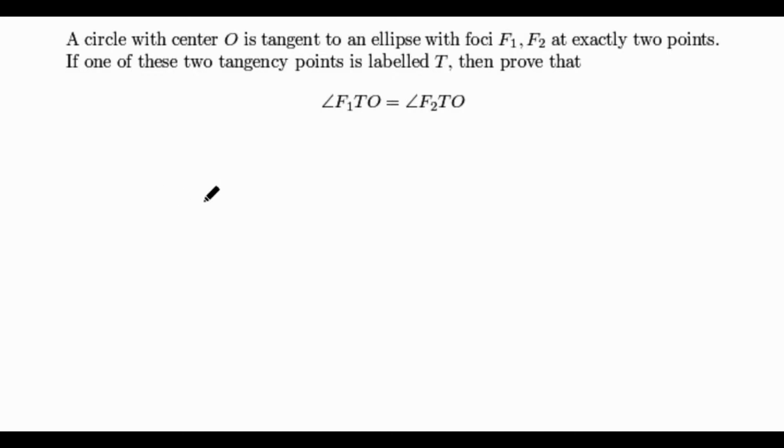A circle with center O is tangent to an ellipse with foci F1 and F2 at exactly 2 points. If one of these two tangency points is labeled T, then prove that the angle F1TO is equal to the angle F2TO. So first, before we solve geometrical problems at all, we need to draw a diagram, of course.